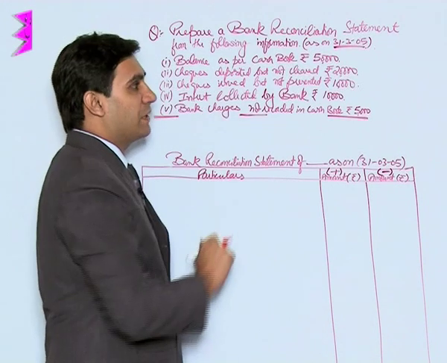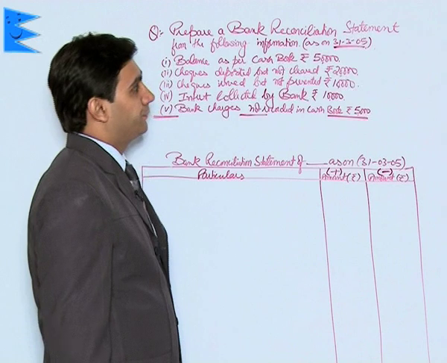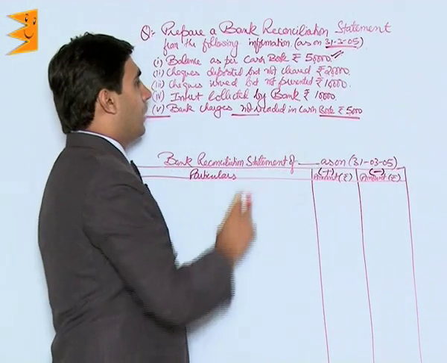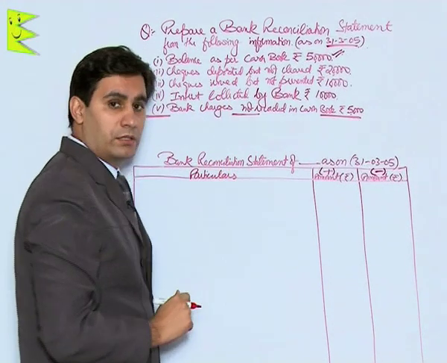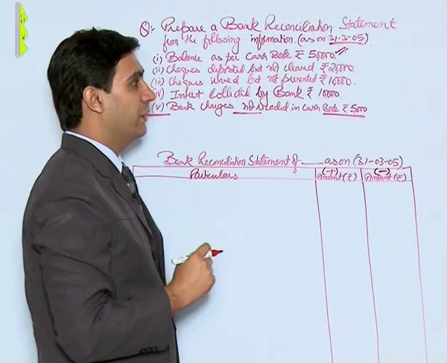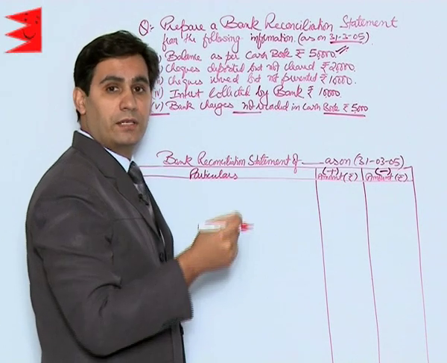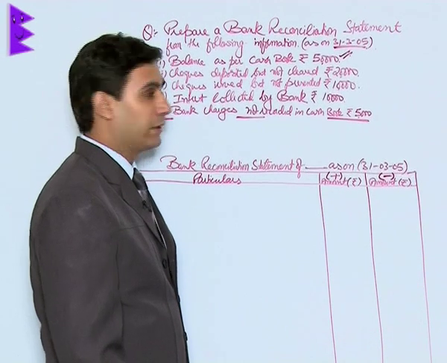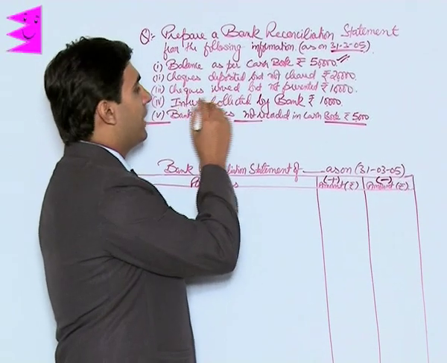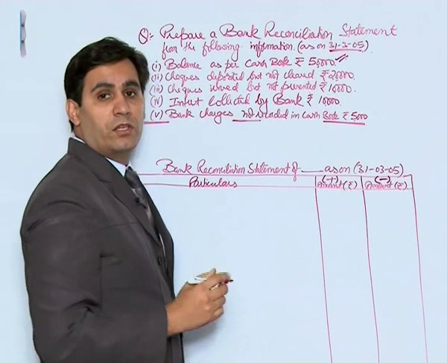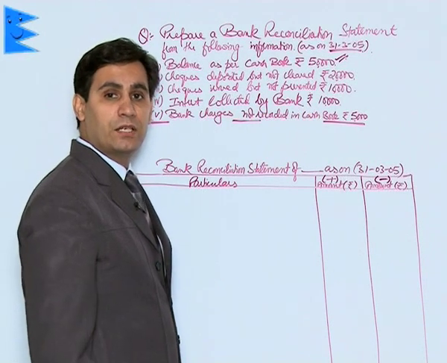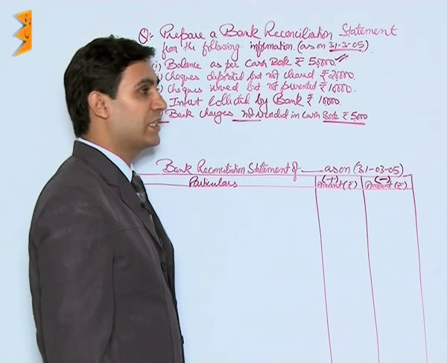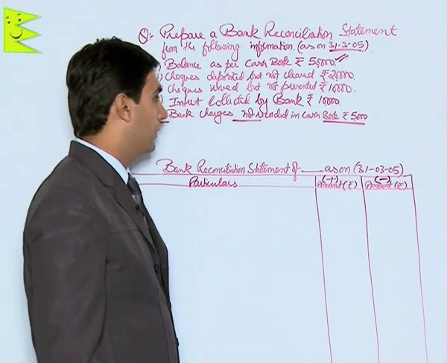First is balance as per cash book, that is our cash book balance in the bank column is 50,000. Now then checks deposited but not cleared. That means the business has deposited checks worth rupees 20,000 in the bank, but no credit has been received till date from the bank. Then checks issued but not presented. We have made payments of rupees 10,000 to our creditors through check, but they have not yet presented these checks for payment in our bank account.